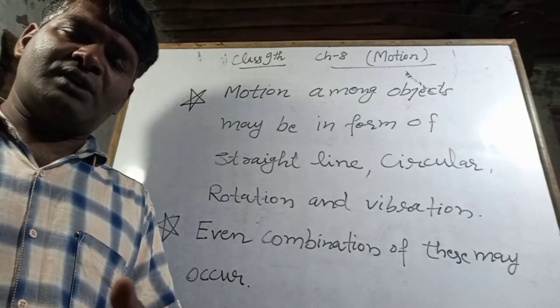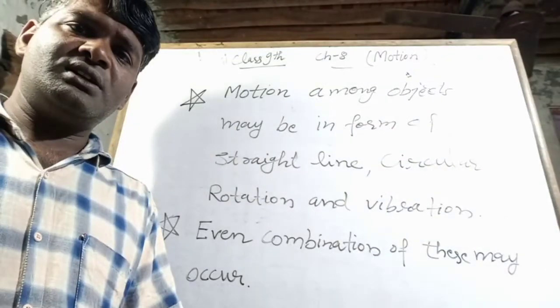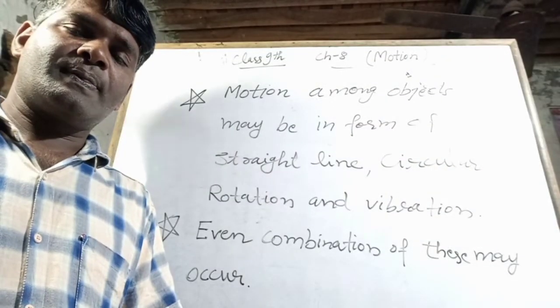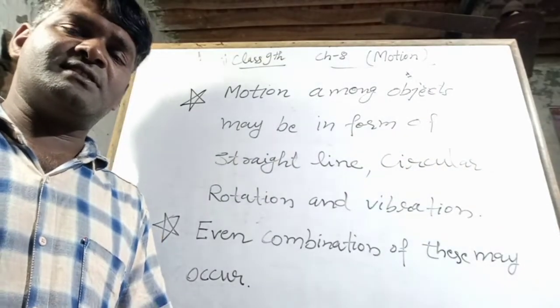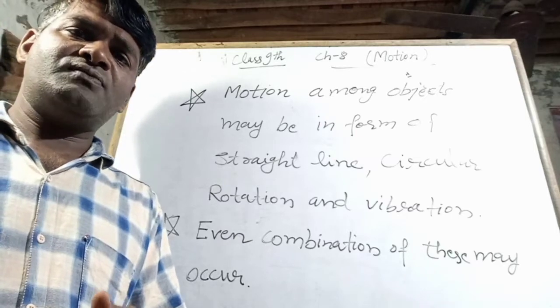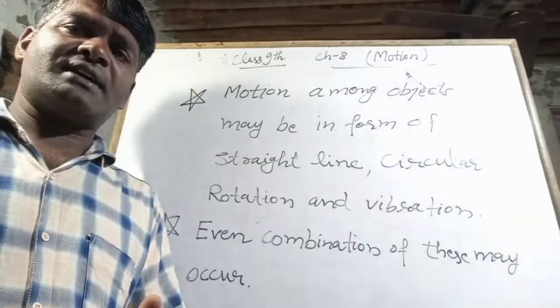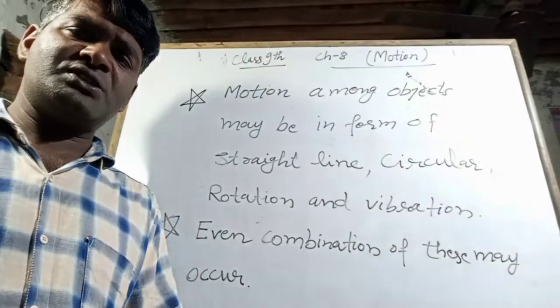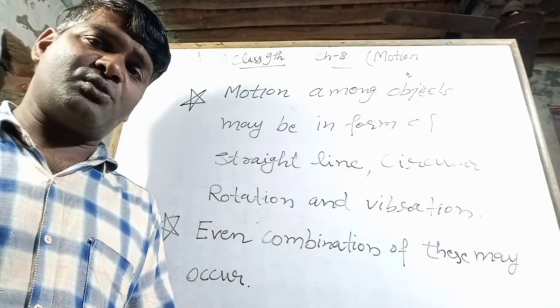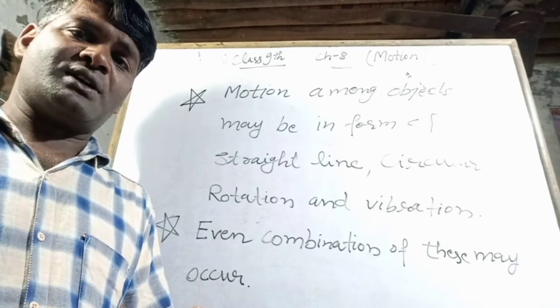So can you explain to me what is motion? Please write your answer in the comments. We know motion is when an object is changing its position with respect to some other object, it is said to be in motion.